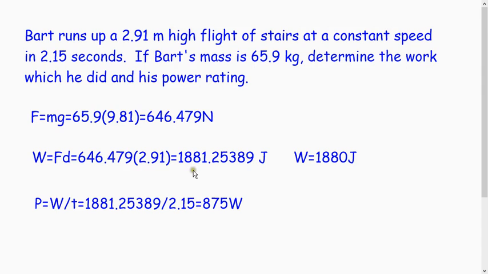joules of work. Since it's asking for both the work and the power, I am going to record the work to the correct number of significant figures, which would be 3. So it would be 1,880 joules of work.